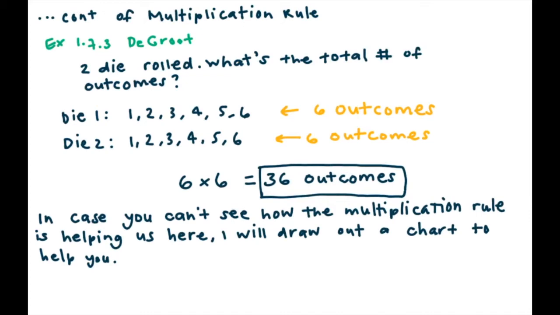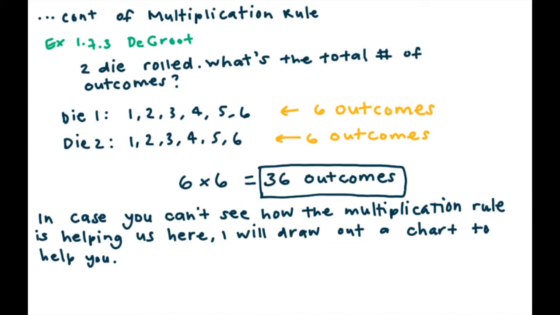Now we are going to look at another example. This is example 1.7.3. We have 2 dice rolled. What's the total number of outcomes? For die 1, remember that a die has 6 sides, so there are 6 possible options: 1, 2, 3, 4, 5, 6. So there are 6 outcomes there. For die 2, same thing: 1, 2, 3, 4, 5, 6, which gives you a total of 6 outcomes. Using the multiplication rule, you multiply the number of outcomes with each other. So 6 times 6 equals 36.